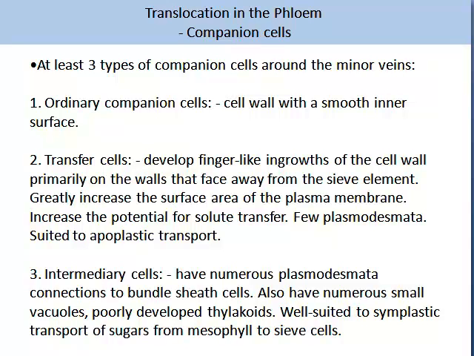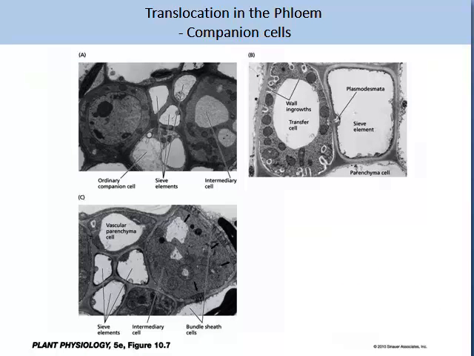They increase the potential for solute transfer, have few plasmodesmata, and are suited to apoplasmic transport. The third type is the intermediary cells. They have numerous plasmodesmata connections to bundle sheath cells, and also have numerous small vacuoles and poorly developed thylakoids. These are well suited to symplastic transport of sugars from mesophyll to sieve cells. The image on the slide shows three visual representations of companion cells.